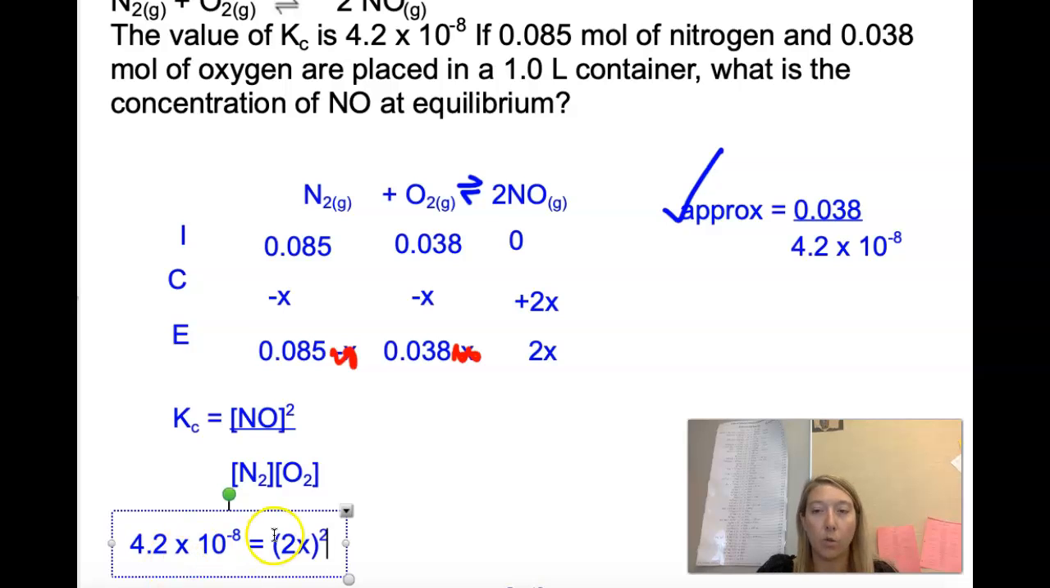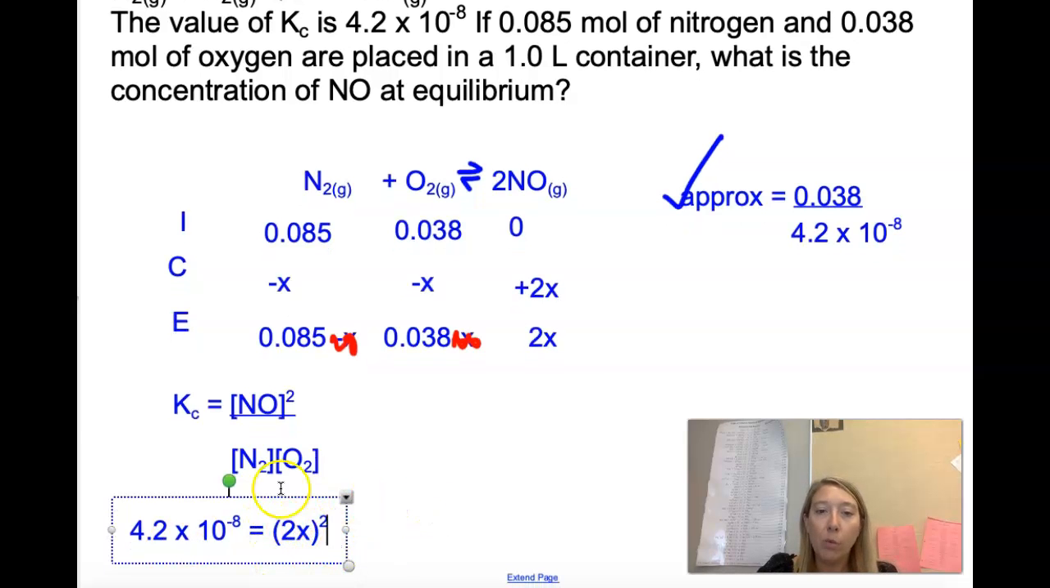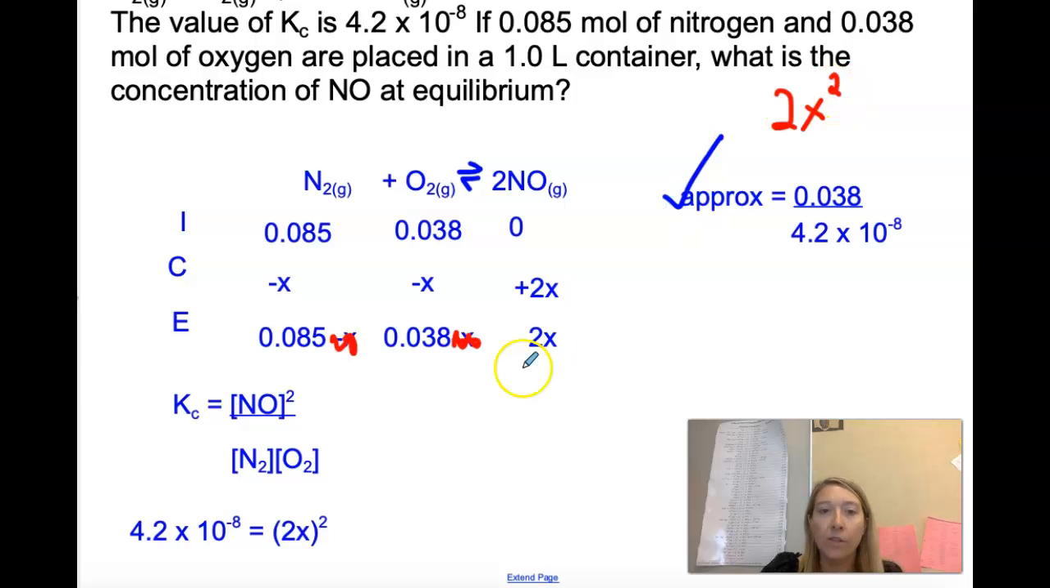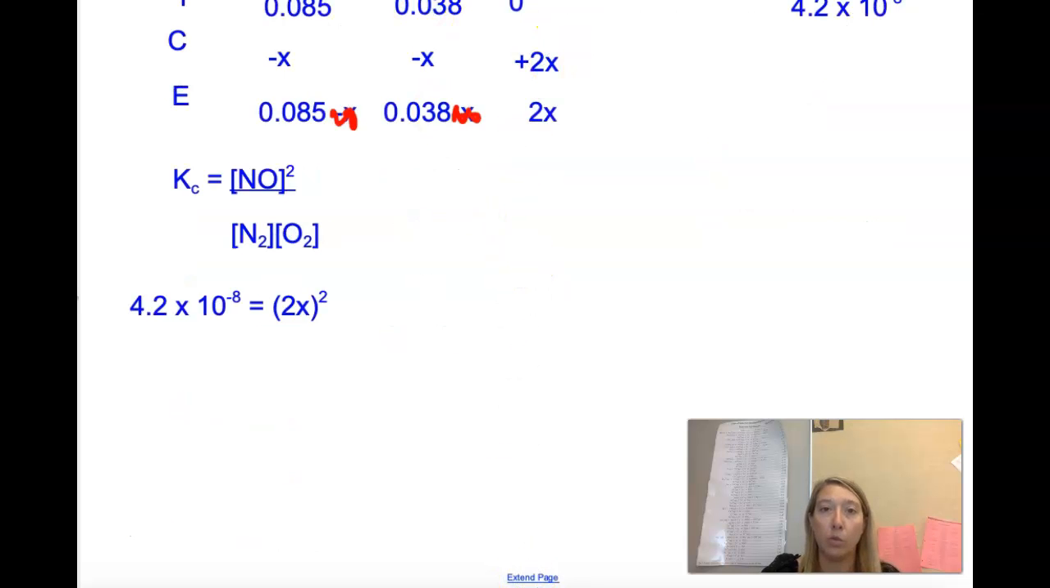Do be careful when you plug this in with that square, because sometimes some of you will put this in without the brackets and write it as 2x squared. That's not the same as this, because this is really 4x squared. If I wrote it without the brackets, I might not notice that the square also applies to the 2. So do be really careful to either use the brackets, or write it out as 4x squared, so you don't later get confused with what you have done.